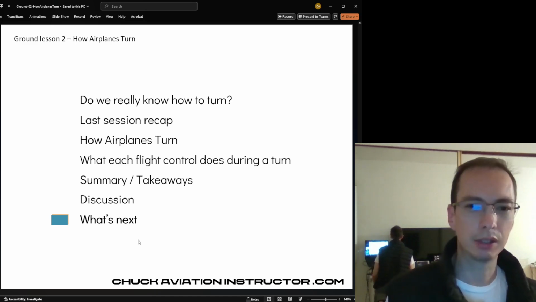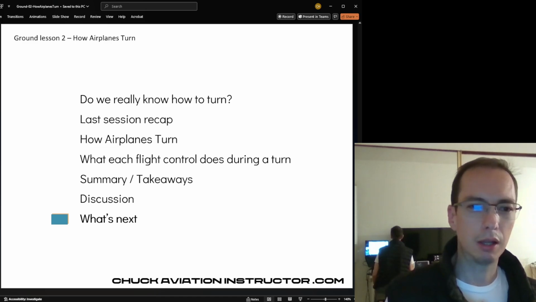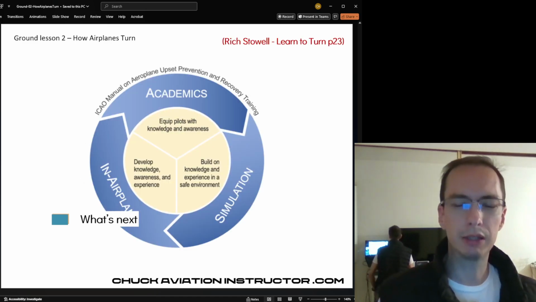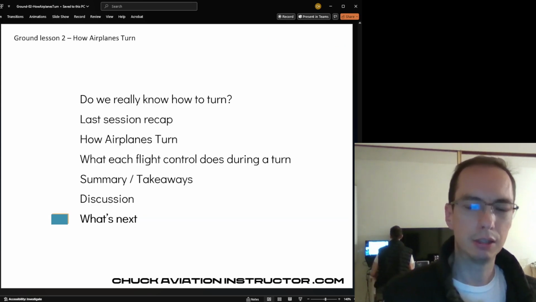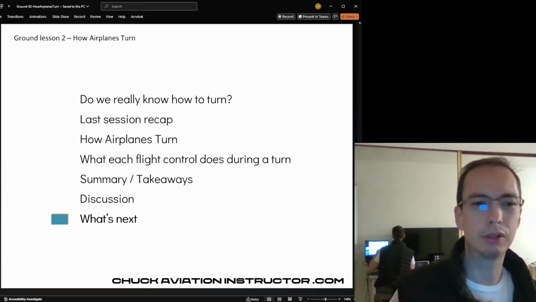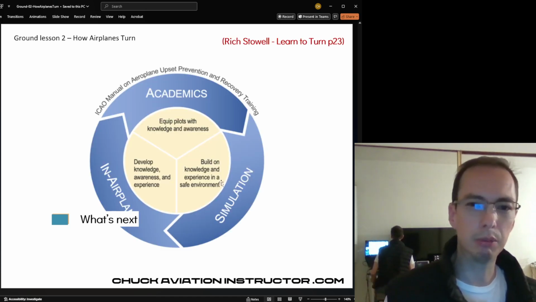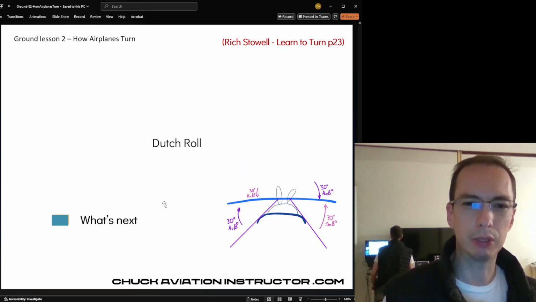So that's what's next. From Rich Stoll's perspective, we have covered the academics portion, learn. We're going to go to the simulator to do the do. We will build on this knowledge by practicing Dutch rolls, undulating turns, and steep turns in the simulator. And then you'll be free to go in the airplane with your instructor and apply what you have learned.